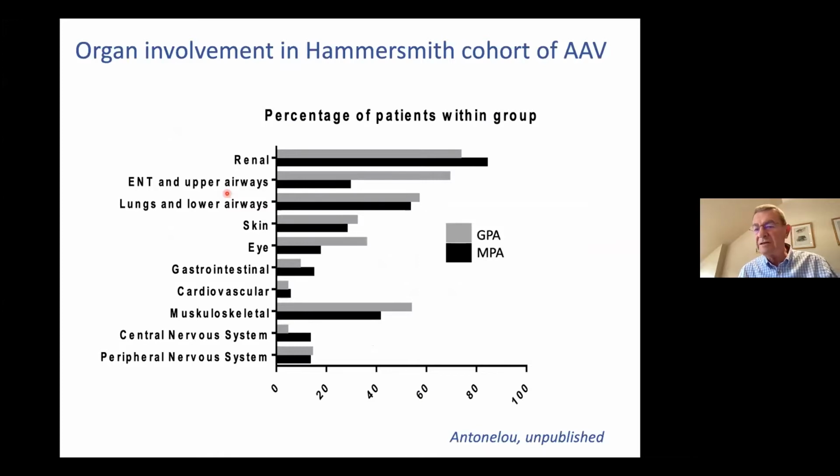ANCA-associated vasculitis is obviously a systemic disease affecting many organ systems. Both GPA and MPA commonly affect the kidney, hence it is often seen by nephrologists. GPA particularly affects the ENT and upper airways, and both GPA and MPA often affect the lungs. But you will see a wide range of other organ systems are involved, and so ANCA vasculitis can present to almost any specialty.